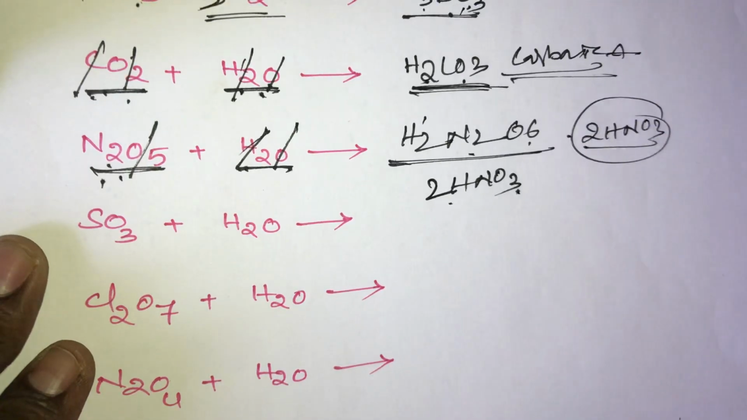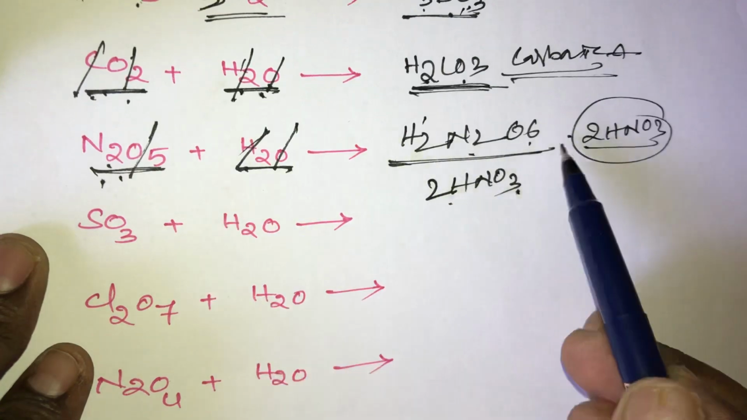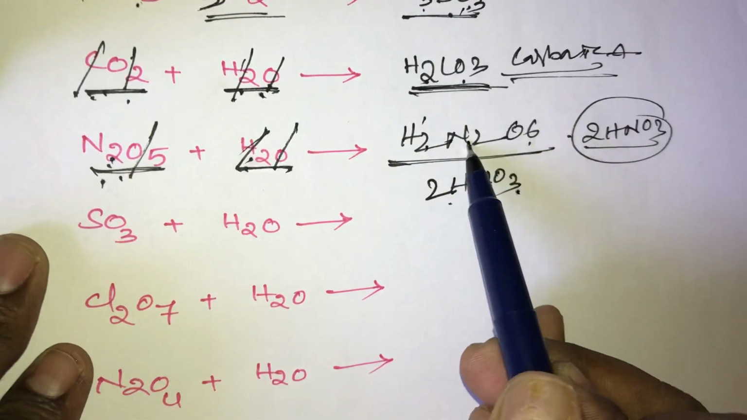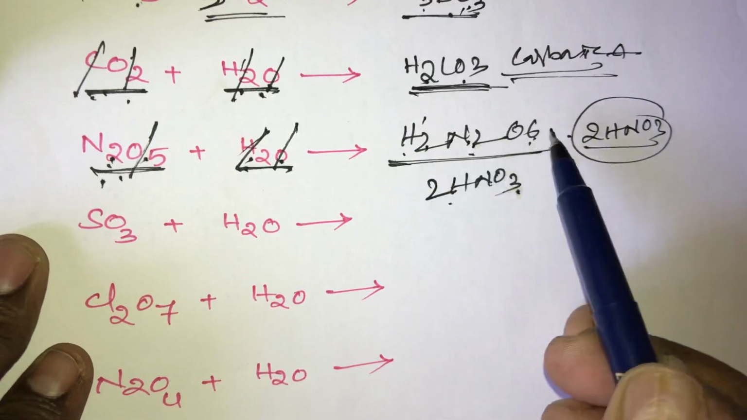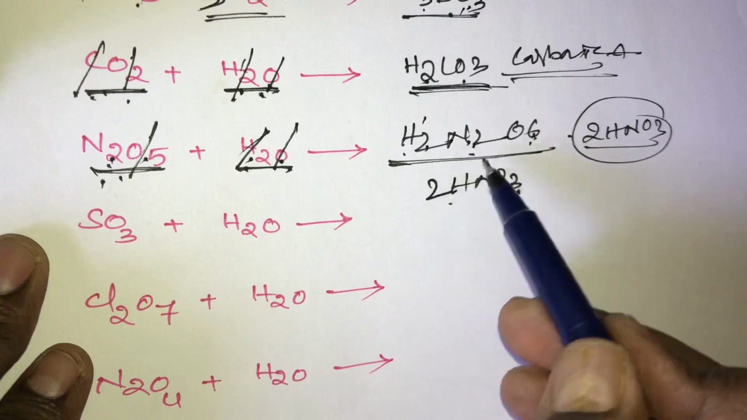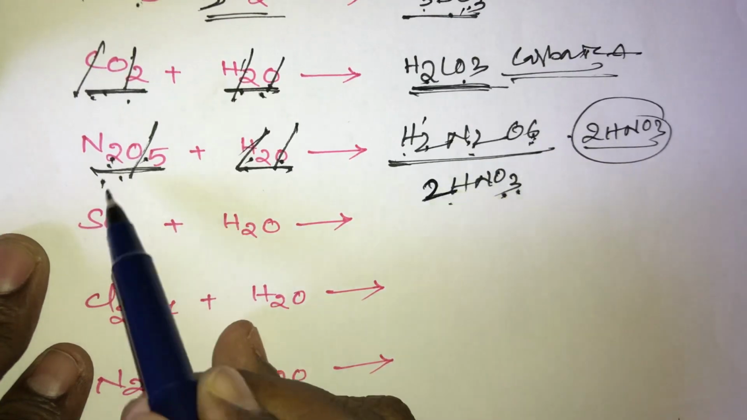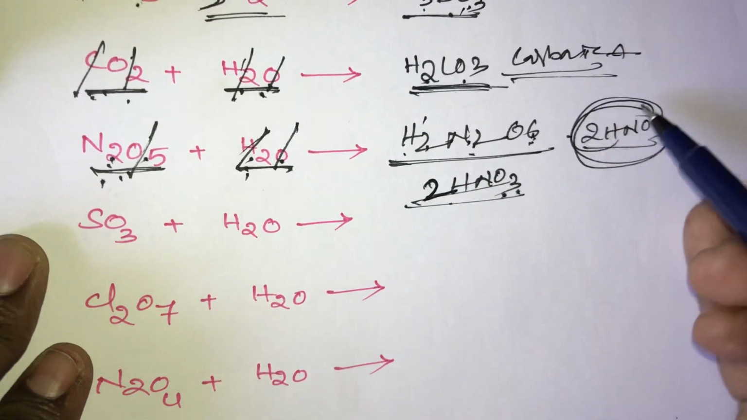That is a simple trick, how to write the hydrolysis simply. Here 2 hydrogens are there, H2, 2 nitrogens, N2. Here 5 oxygens, here also 1 oxygen. Total 6 oxygens, H2N2O6. Write the average reaction, that is HNO3. Take 2 moles of HNO3. When N2O5 dissolves in water, it forms 2 moles of nitric acid. This is the correct equation.